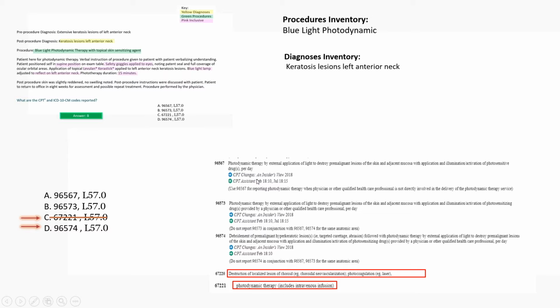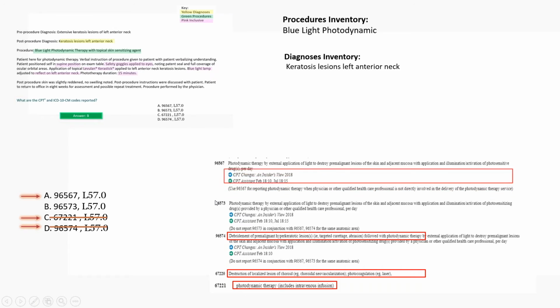Let's look into option D, 96574. That is coding for debridement of pre-malignant hyperkeratotic lesion, followed by photodynamic therapy. Anywhere in our scenario, the doctor didn't mention that a debridement of a pre-malignant lesion was performed. He straight away applied the medication, and then followed by that he performed a photodynamic therapy. So that's why option D is also incorrect.